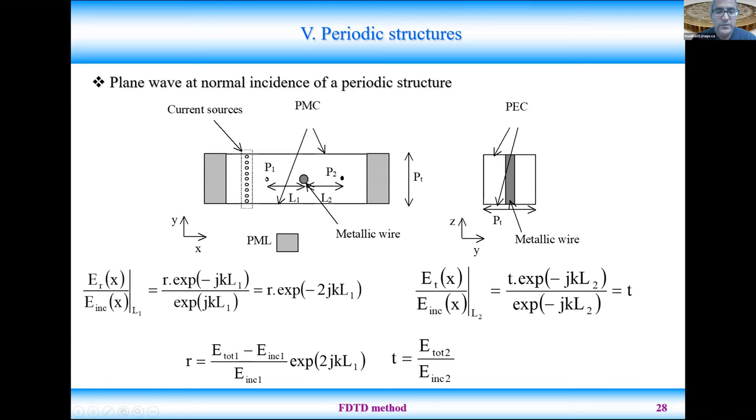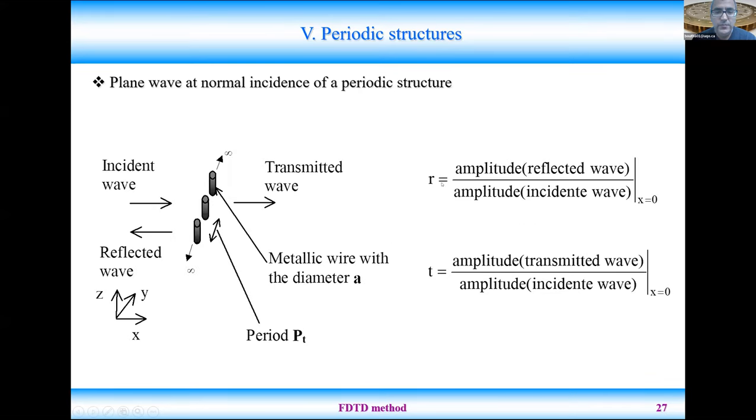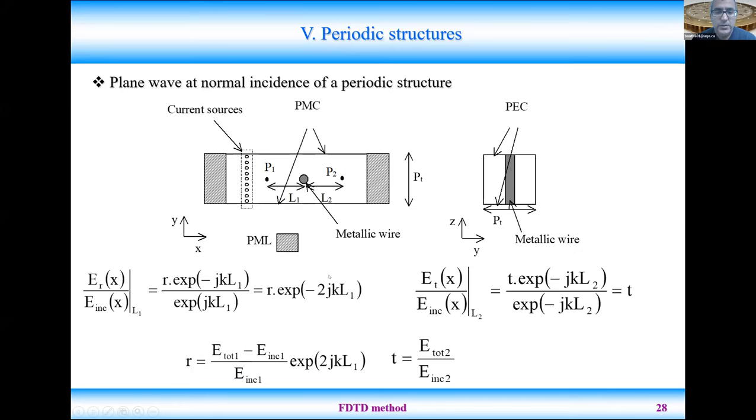So if you calculate reflected at this position, it will not give us the reflection coefficient that we defined before. It will have an additional phase here. But if we calculate the transmitted field at this point, and we divide by the incident field at point L2, we have here exponential minus jk L2 over exponential minus jk L2. They both go in the same direction. And so when we divide, we don't have this exponential, we have only T.